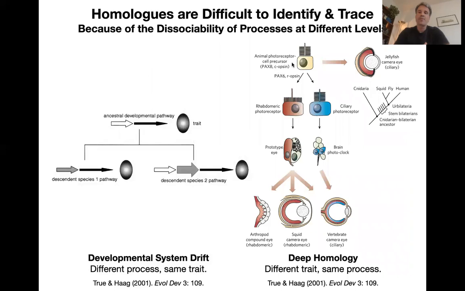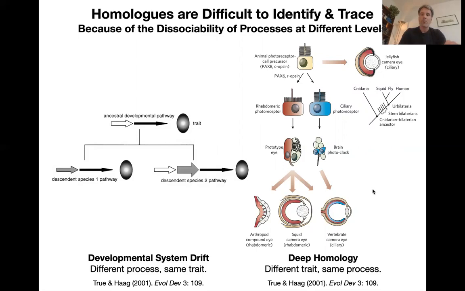You have this photoreceptor precursor, which is the basis of a cnidarian light sense organ here. And then different specializations, and these different photoreceptor cells make non-homologous eyes. So the structures of these eyes are very, very different. Their evolutionary origin is not the same, but the underlying cell types are conserved. So if something at the lower level is conserved, but the overall organ is not, this is called deep homology. So different trait, but the same process.